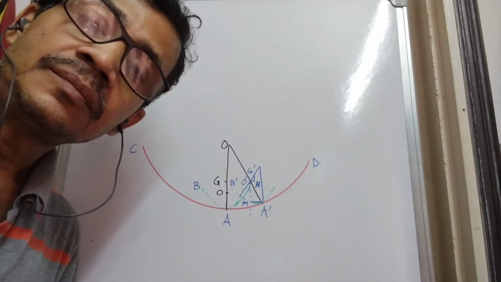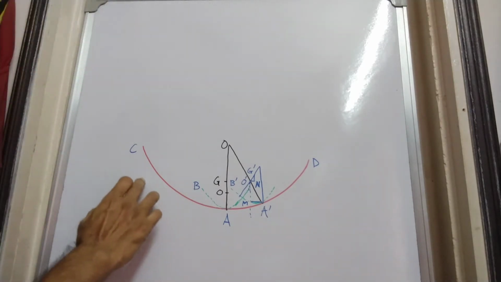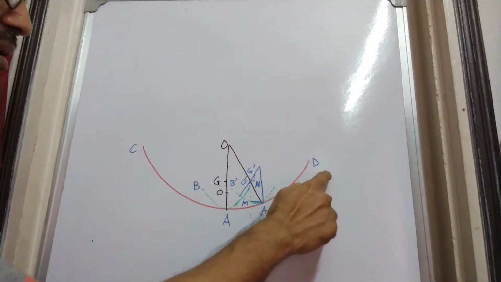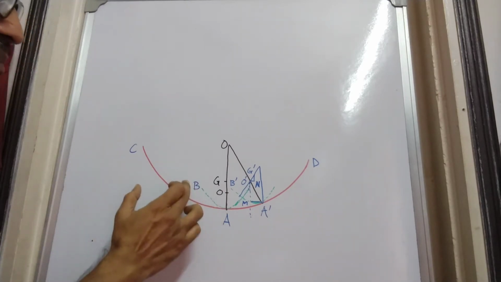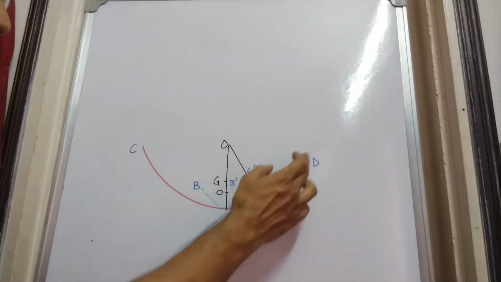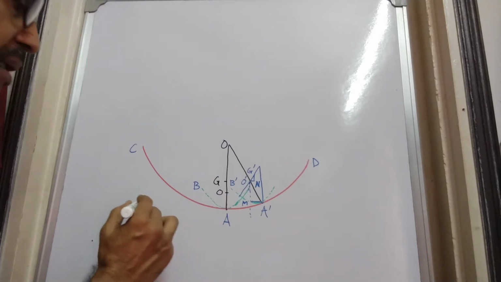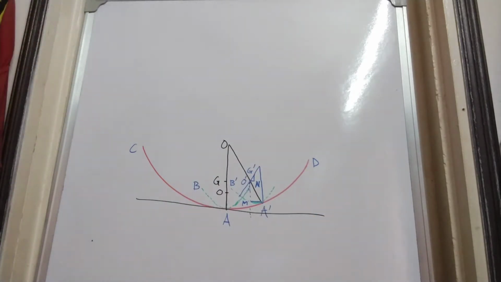In this video, we are going to discuss the stability of two bodies. One is the bigger body denoted by CD, and another is a small body denoted by AB. This small ball is placed inside the bigger one. Now we are to consider the stability of this configuration.